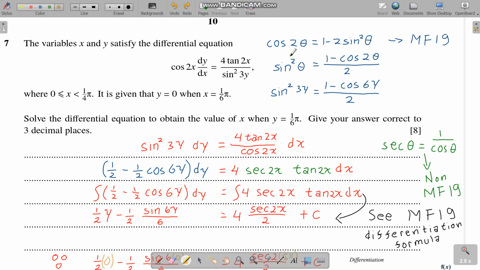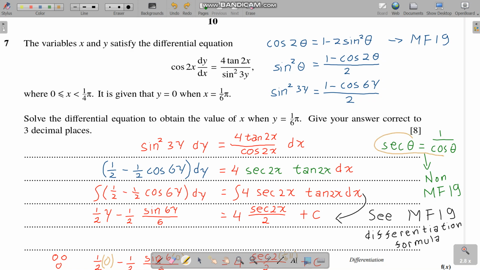And then we are dealing with 3y here, not theta. So if theta is 3y, of course 2 theta is 6y. So we can replace sin squared 3y with this: 1/2 minus 1/2 cos 6y. So that's the left hand side.